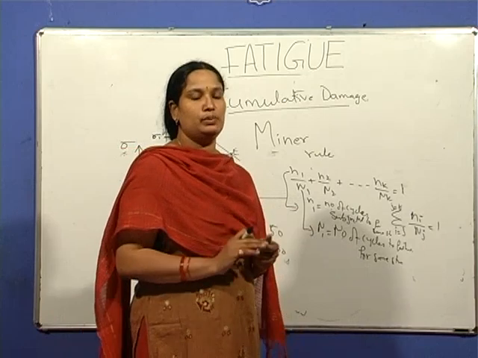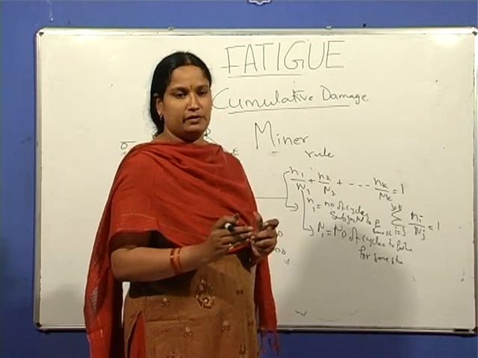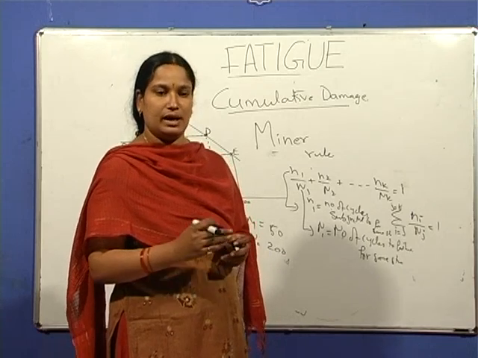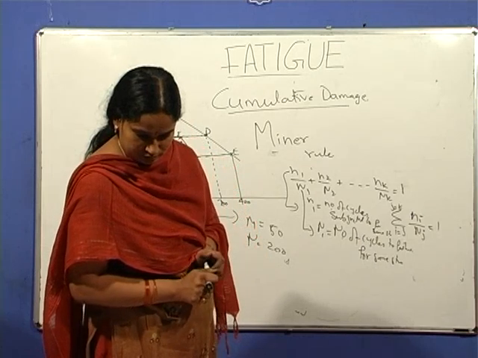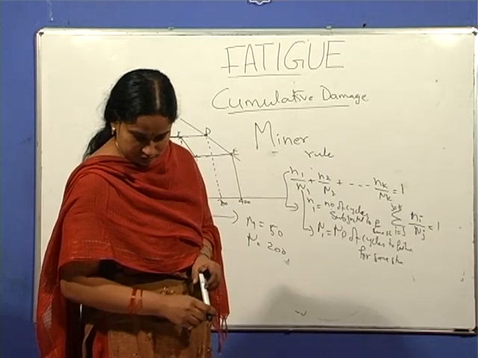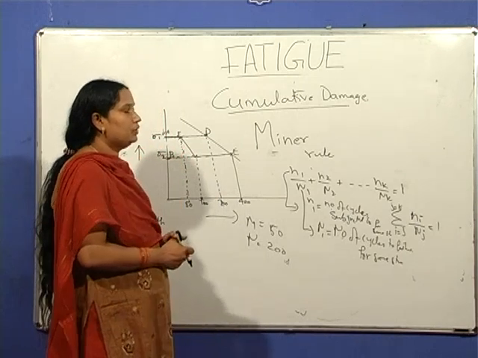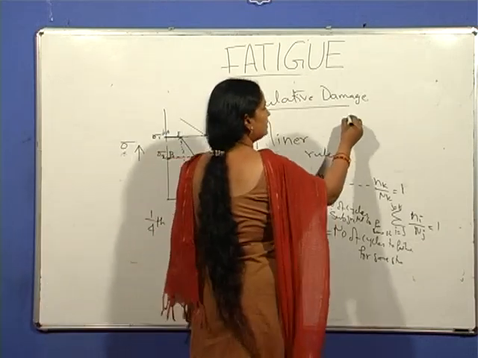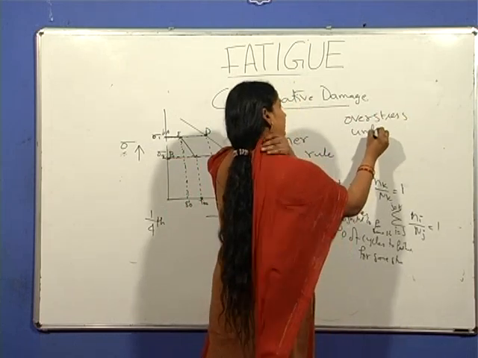That means the damage accumulates in a linear way. The percentage of damage accumulated for one cycle is equivalent to the percentage of damage accumulated in the other cycle. But this cumulative damage rule, Miner's rule, does not consider the effects of overstress and understress. It does not consider the effects of overstress and understress.